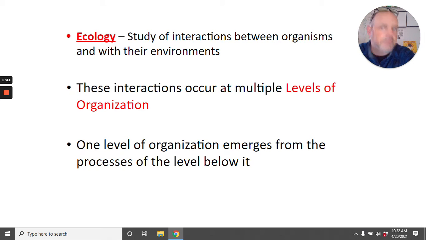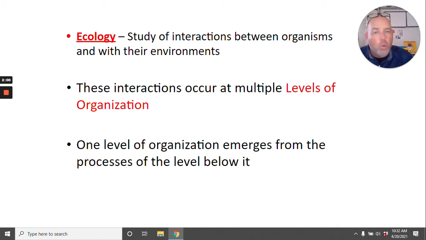Ecology, study of interactions between organisms and their environments. That's probably not surprising to you. You guys have done ecology in regular bio before. So you probably were aware that it was about all these interactions and that these interactions have levels. You guys probably learned those levels also. I told you today we were looking at organism.